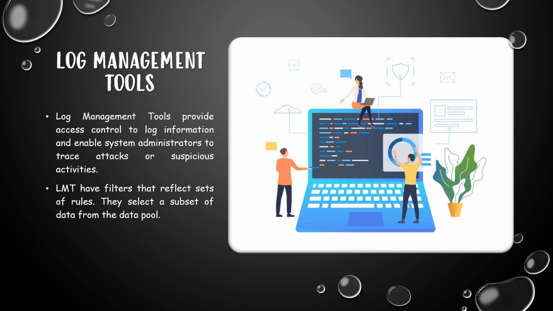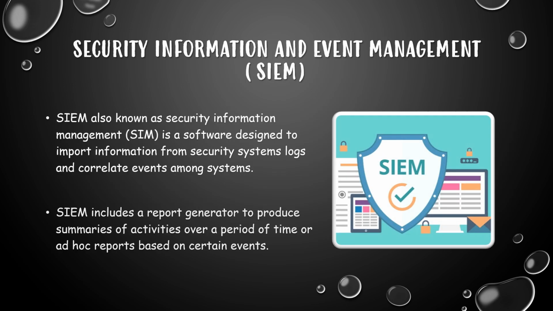Under log management tools, we have security information and event management. Security information and event management, also known as security information management or SIM, is software designed to import information from security system logs and correlate events among systems. It analyzes logs collected from log management tools and the intrusion detection system. Normalization converts the log data into standard fields and values common to the security information and event management. Without normalization, matching relevant information is extremely difficult.